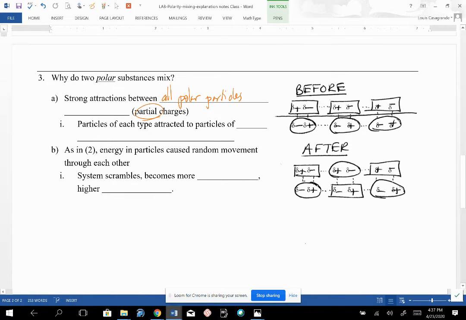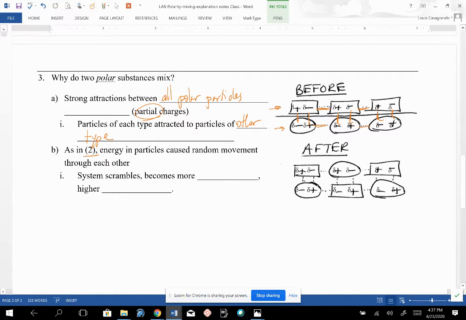We've got those partial charges. So we've got our square, we got our rectangles, and we've got our ovals. So instead of squares and circles, we now have that shape. And the positive and negative charges are going to attract each other. So the negative and positive here and here, but we also have negative and positive here and here. So we've got attractions all around. Particles of each type are attracted to particles of the other type. So this attraction allows them to move within each other.